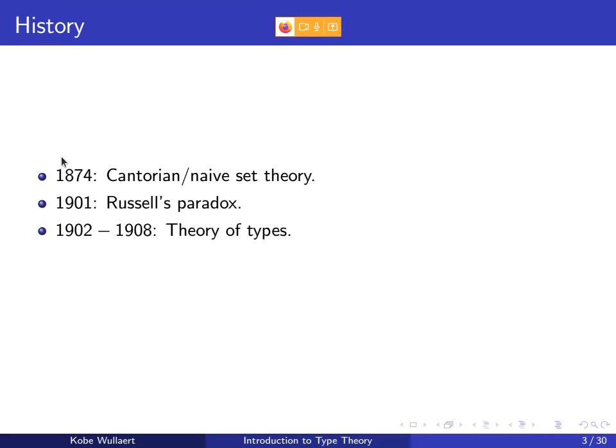This started in a couple of papers between 1902 and 1908, where he gave something like a theory of types. It's not yet type theory as we know it. It actually still uses somewhat of this set theory, but I think this was the starting point of type theory. But for a long time after this, it was not used, or at least definitely not in mathematics.